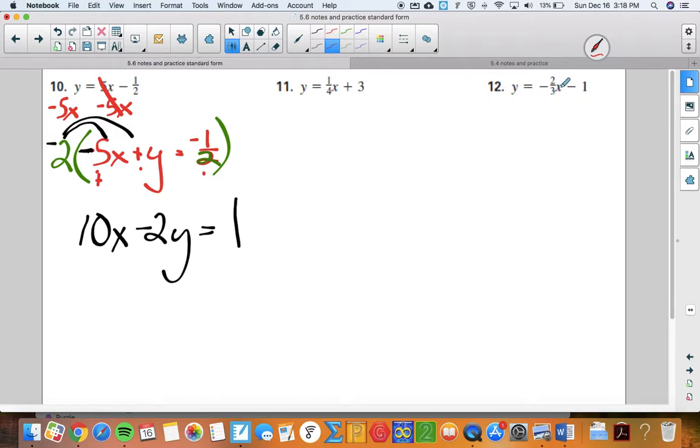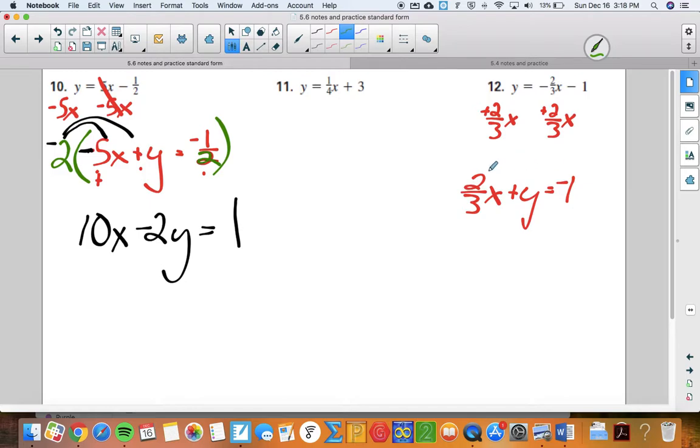Number 12. There's an x term on the right, so we have to undo that by adding 2/3 x, because a negative 2/3 x and a positive 2/3 x are 0. It's gone. But what I do on the right, in this case I have to do on the left. So I get 2/3 x plus y equals negative 1.